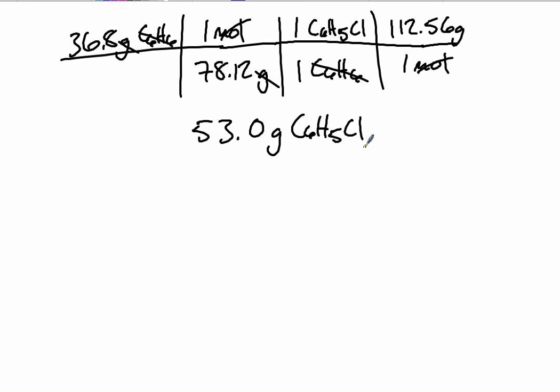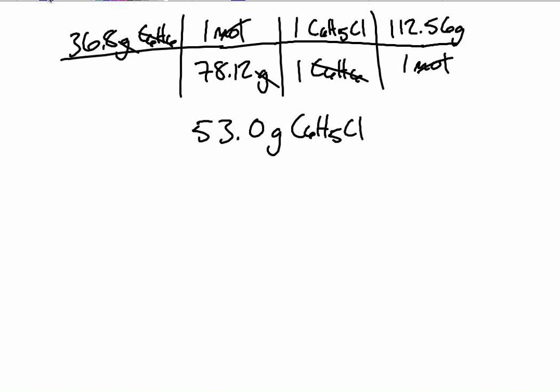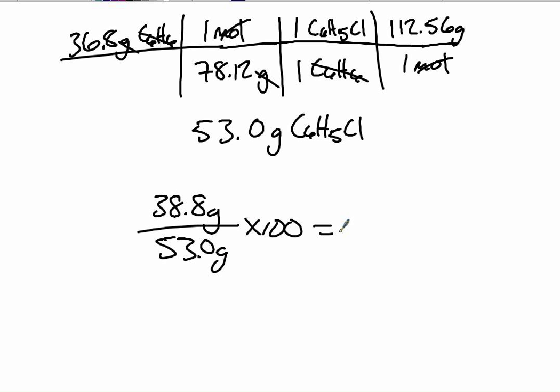So in theory, I can make this much, but I'm probably not actually going to make that much. That's the whole point of the percent yield. So since I actually made 38.8 grams of this stuff, I'm going to take 38.8 grams of my chlorobenzene, divide that by 53.0 grams. I'm going to multiply times 100, and that should give me my percent yield.